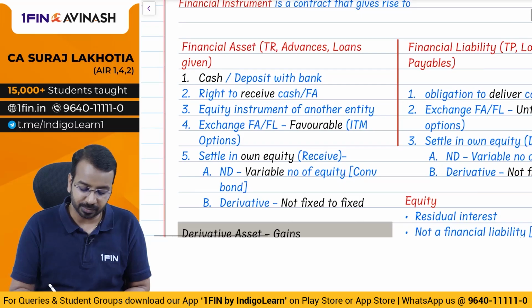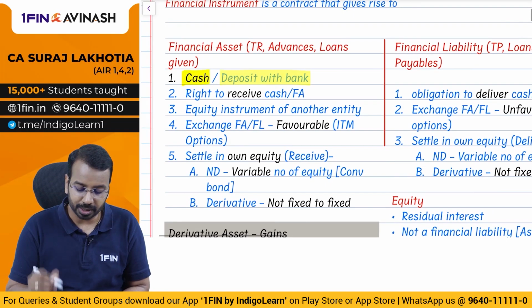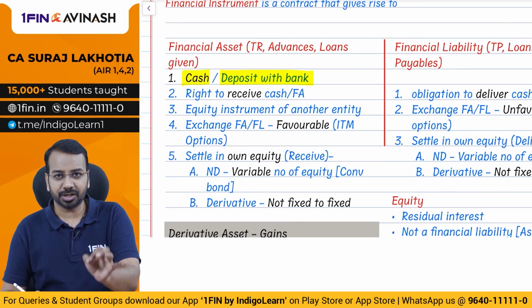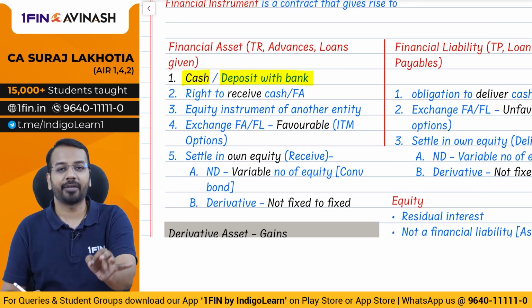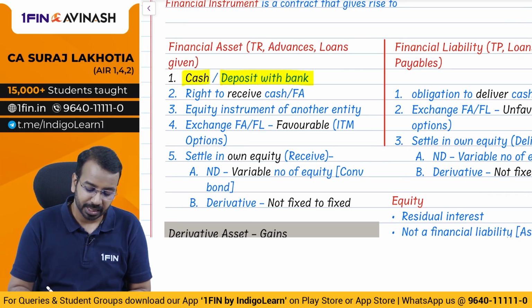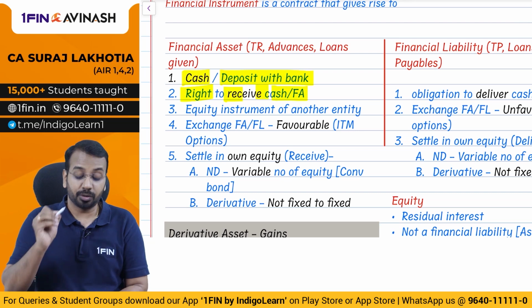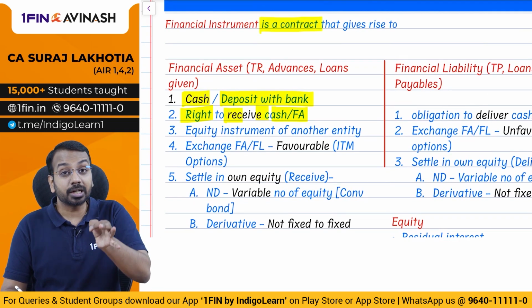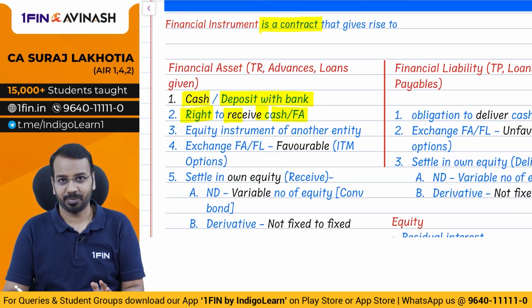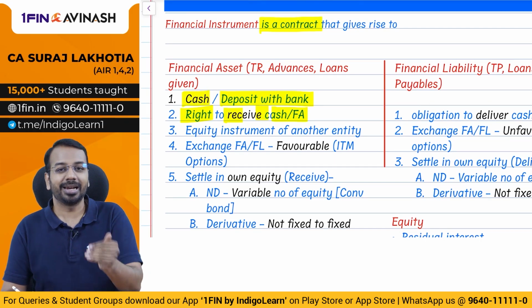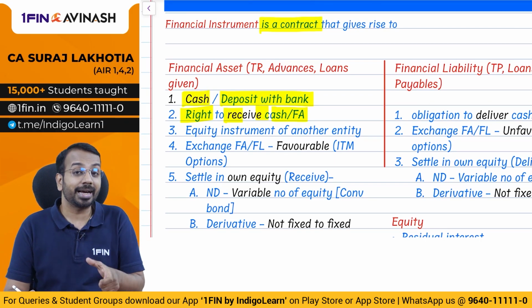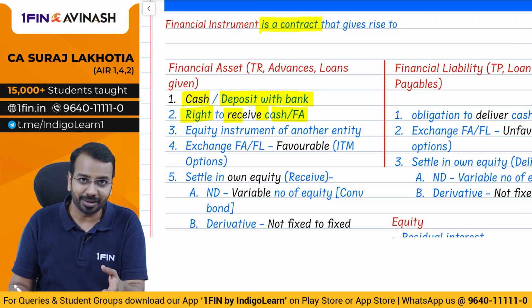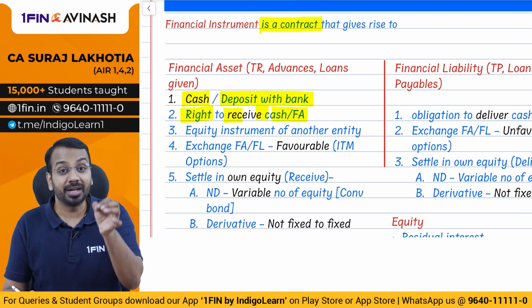Now, whenever we talk about financial assets, what do we have? We have items like cash or deposit with bank. So all cash and cash equivalents are our financial asset. Then any right to receive cash under a contract. There has to be a contractual right to receive cash. Like I said, when I sell goods on credit, there is a contract between the seller and the buyer, and I have a right to receive cash.